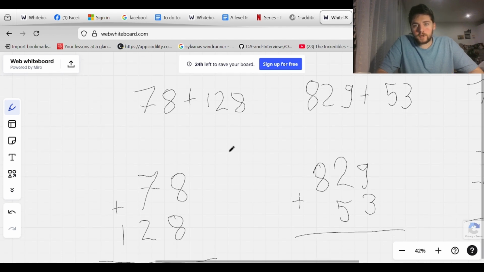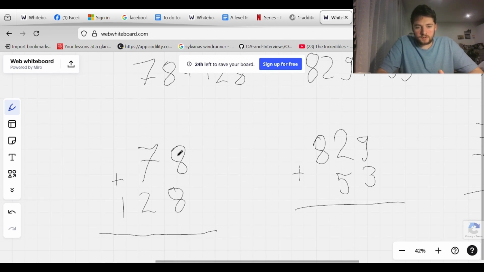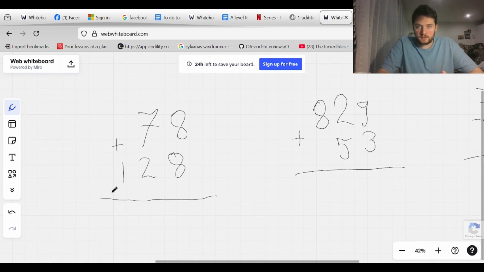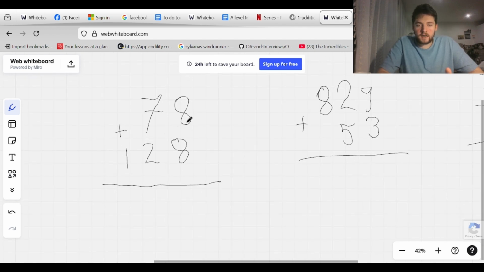So the best way to put this question, 78 plus 128, is like this. So we simply put 78, we line it up with 128 so that the units are above each other, the tens are together, and the hundreds is in this area here. And now we simply add the 8 and the 8. What we get is 16. Where does the 1 go? Over here, next to the tens column.